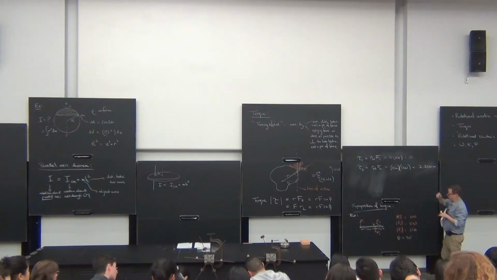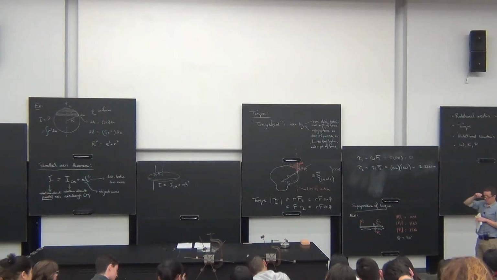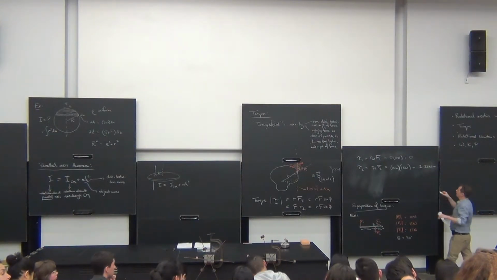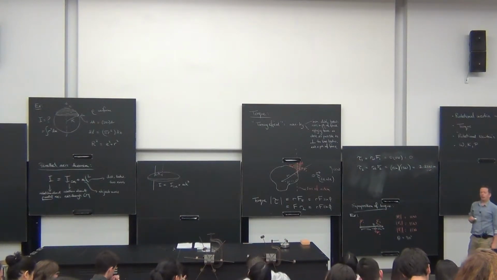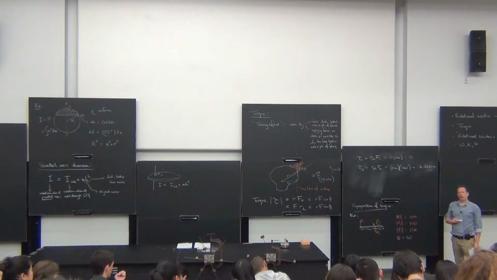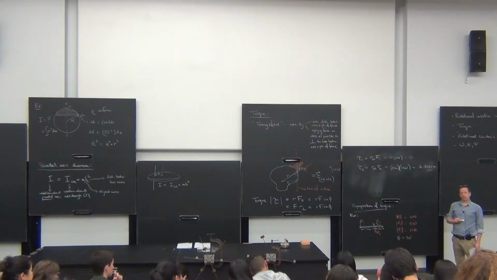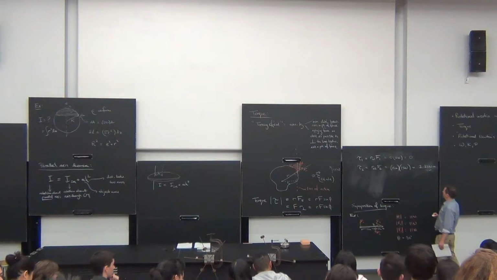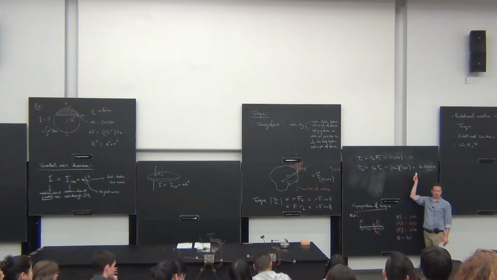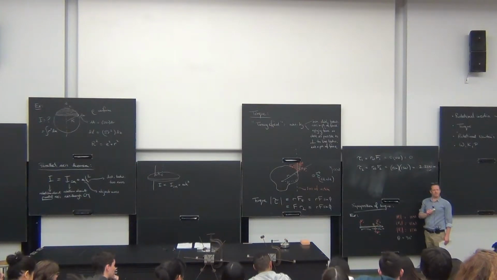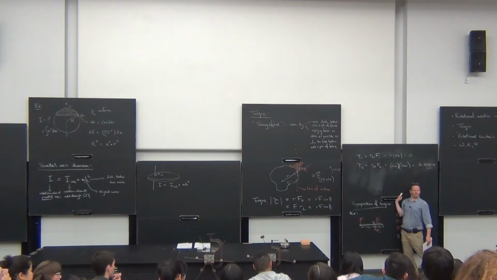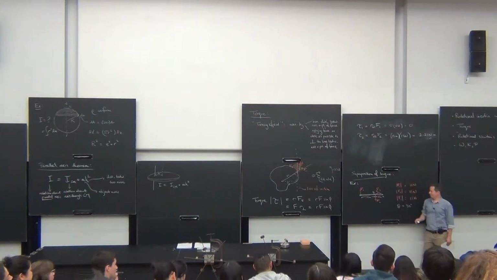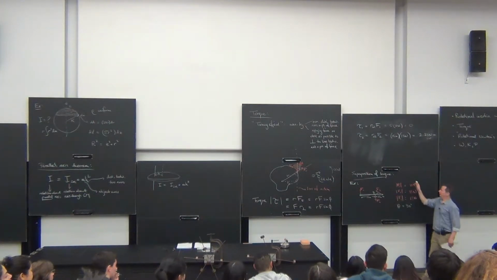Okay, so the question now is, how am I going to notate the direction? So one way I could do this is say that it's clockwise, or I could use my right-hand rule and ask the question, which direction does the torque vector point in this case? Into the plane, right?